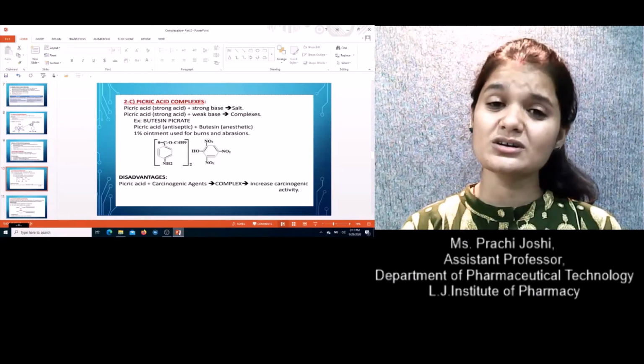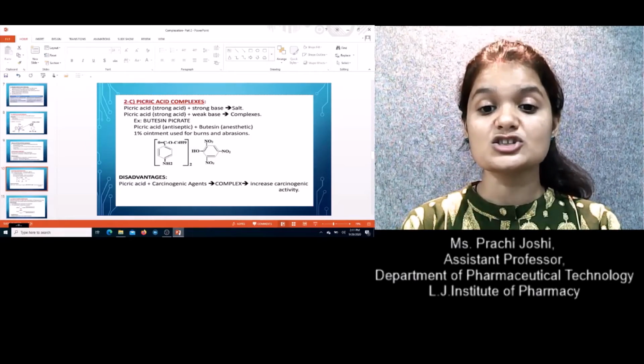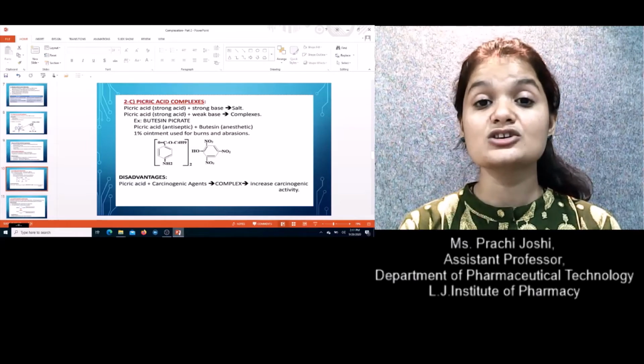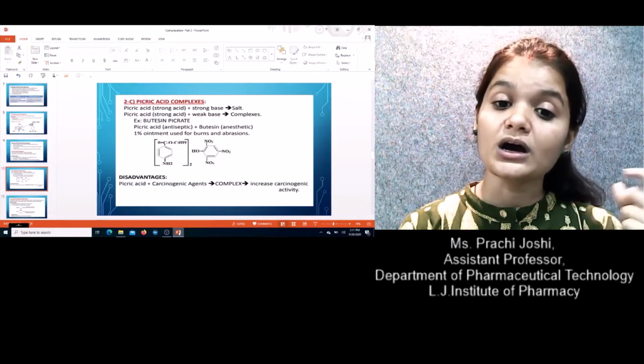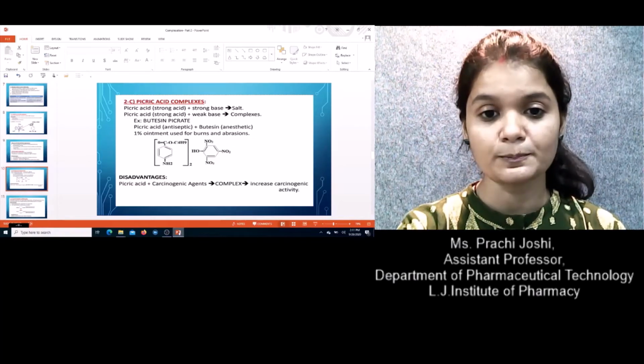But the major disadvantage of this picric acid is that it combines with a carcinogenic agent and forms a complex, which increases the carcinogenicity of this carcinogenic agent. So this is the major disadvantage of it.